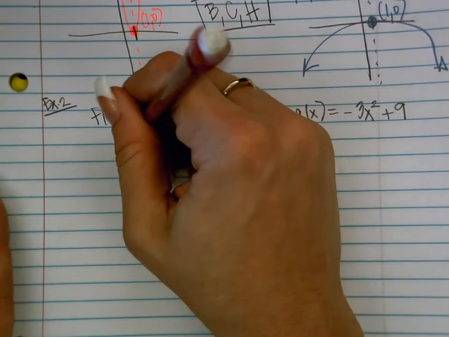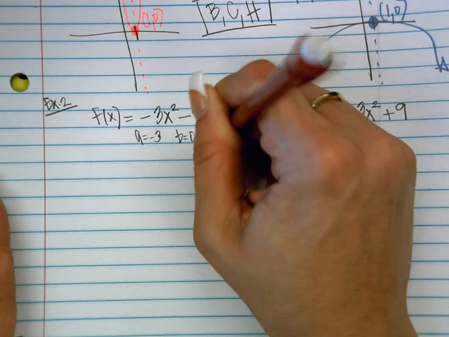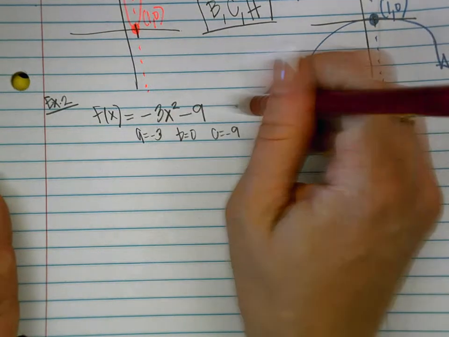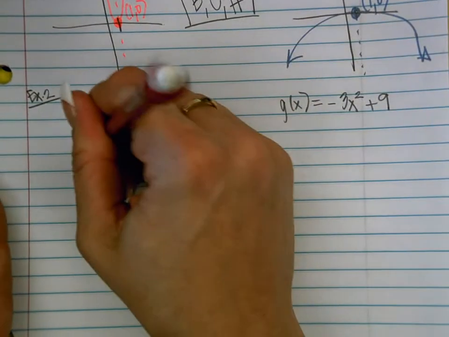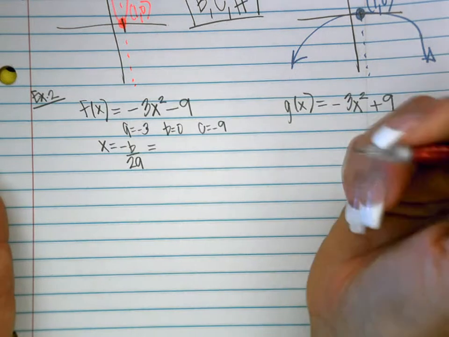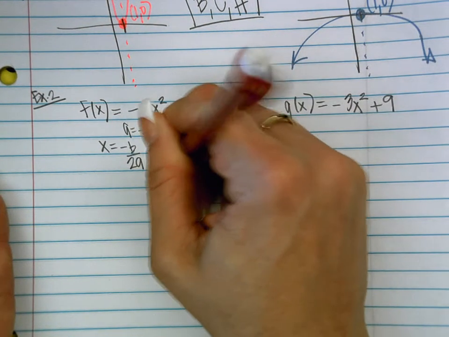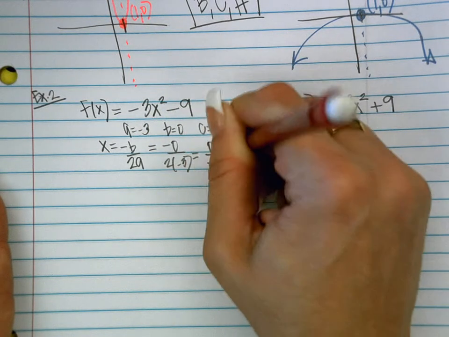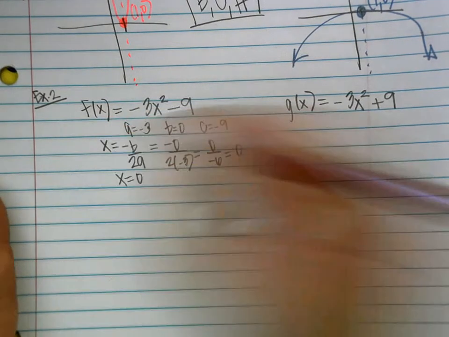So I'll show it to you this way. A would be negative 3, B is 0, C is negative 9. How could you find the line of symmetry from this standard form? What would you do? Right, you'd start with x equals negative b over 2a. This would give you what? Negative 0 over 2 times negative 3. What does that give you? 0. 0 over negative 6 is just 0. So your line of symmetry is at x equals 0.